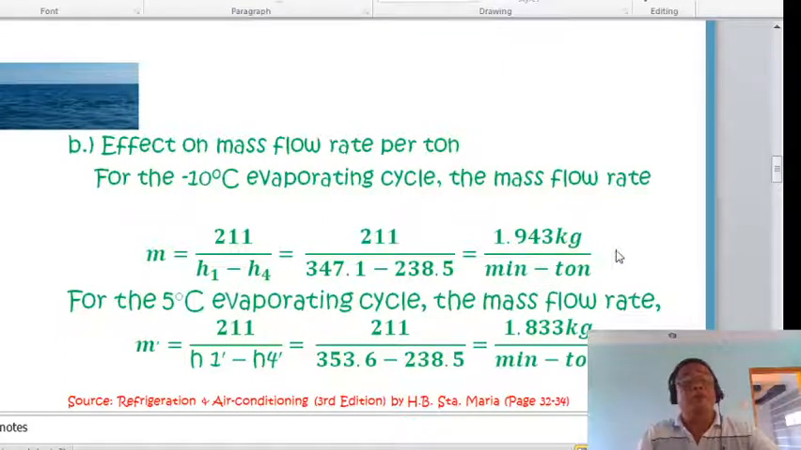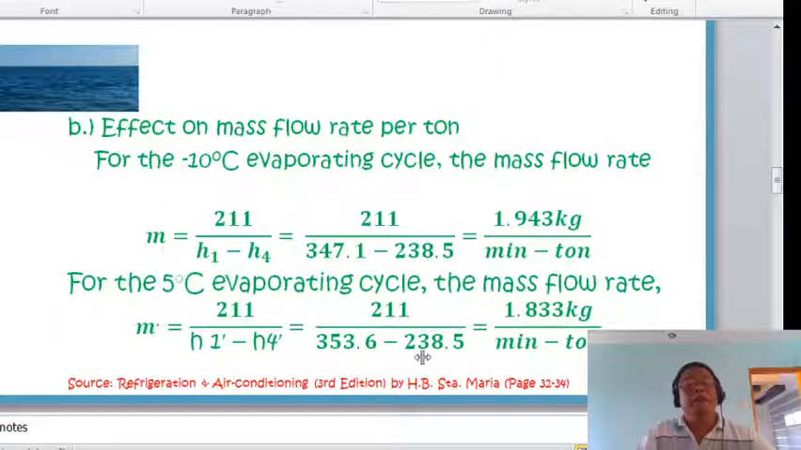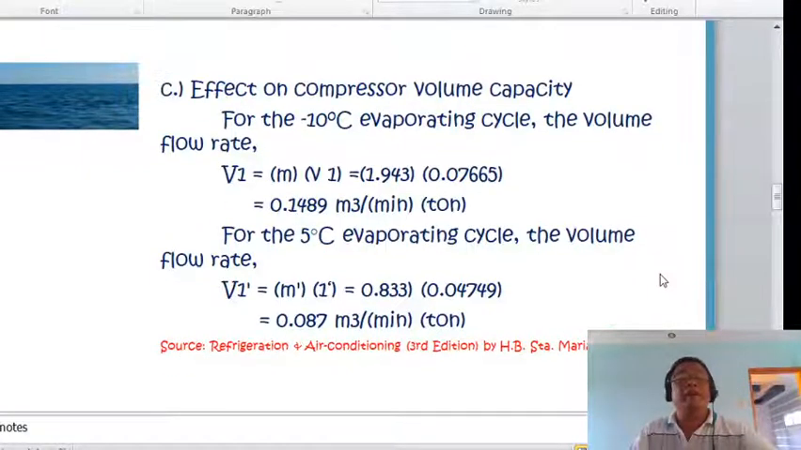So, for the 5 degrees evaporating cycle, same formulas. Substituting values, the answer now is 1.833 kilogram per minute per ton. Take note, class, that the effect on mass flow rate per ton will decrease. The value for the original condition is 1.943 and for the increased evaporating temperature, 1.833 kilograms. So, next, class, is the effect on compressor volume capacity.